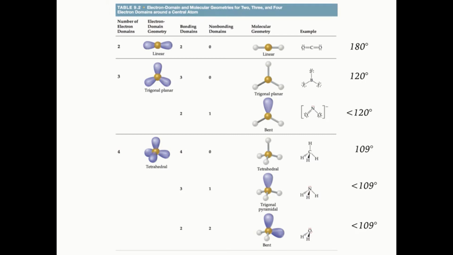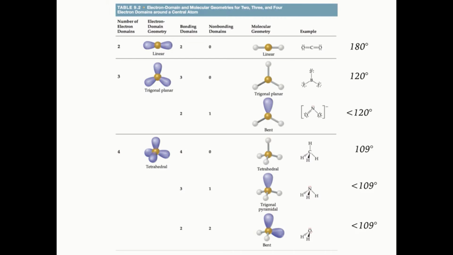If you have an electron domain geometry that has 3 total, then the electron domain geometry is going to be trigonal planar. Now, there are 2 different options for molecular geometries. If you have 3 bonding domains and 0 non-bonding domains, then the molecular geometry will be trigonal planar. And in that case, the bond angle will be 120 degrees.